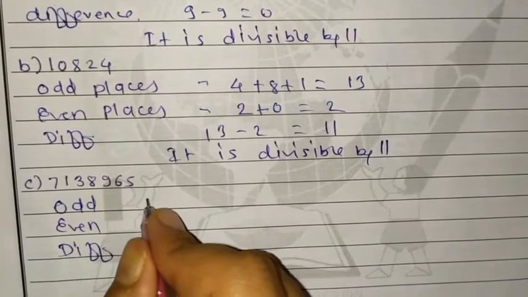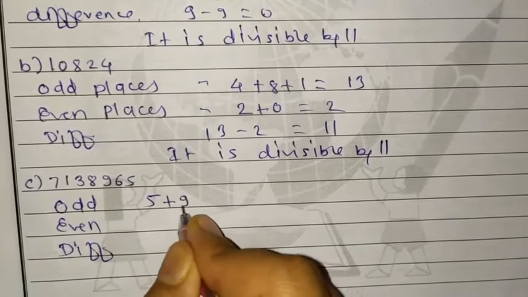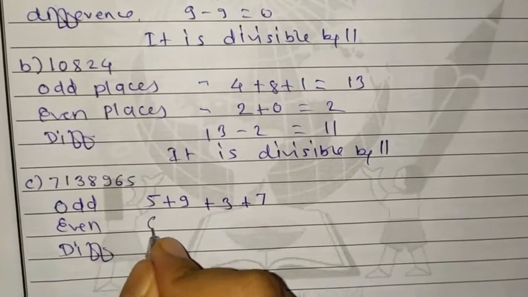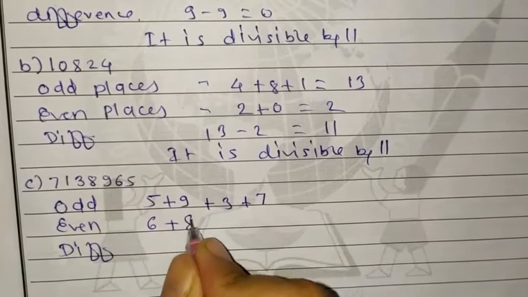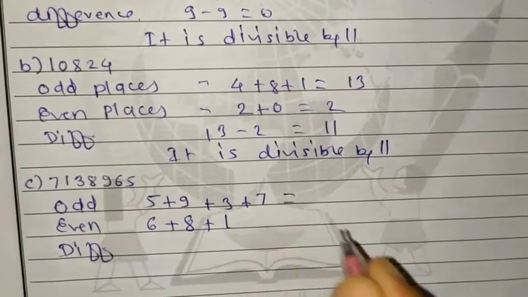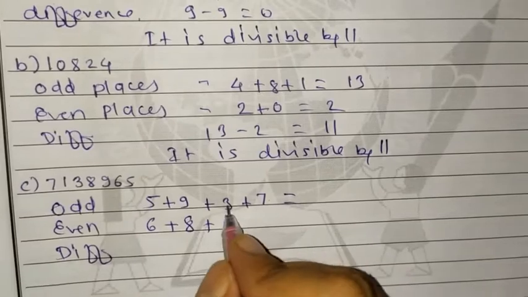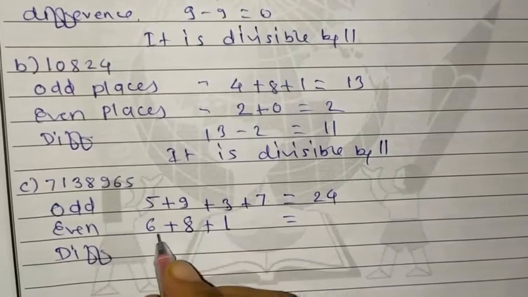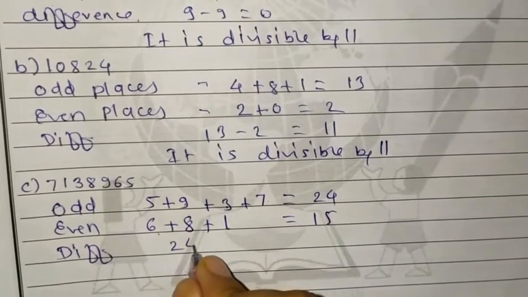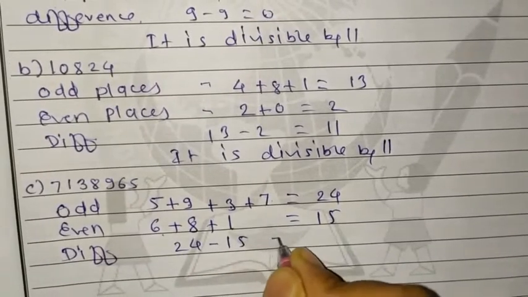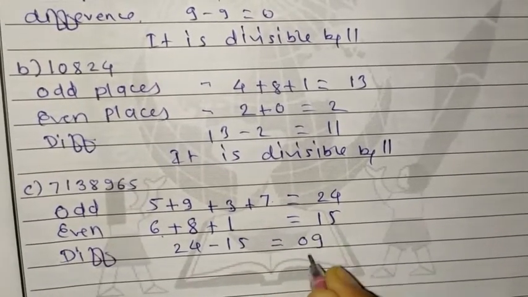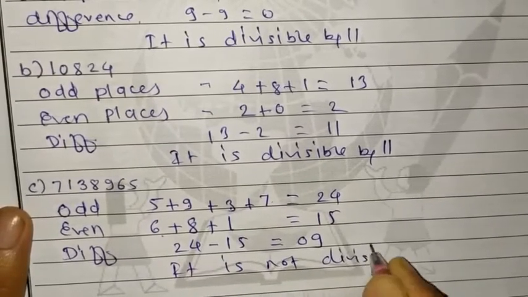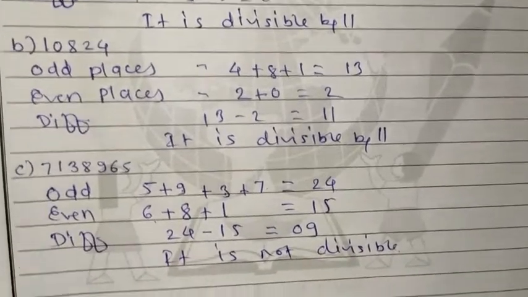Now for the C part, here I am writing in short: odd, even and difference. In odd places you do addition 5 plus 9 plus 3 plus 7, and even places 6 plus 8 plus 1. Do the calculation. 7 plus 3 is 10, 19, here 24, here it is 8 plus 1 is 9, here 15. Their difference is 24 minus 15, so it is 9. It means it is not divisible, because 9 is not coming in the multiplication table.